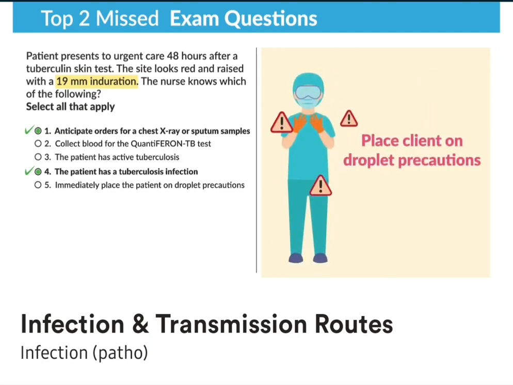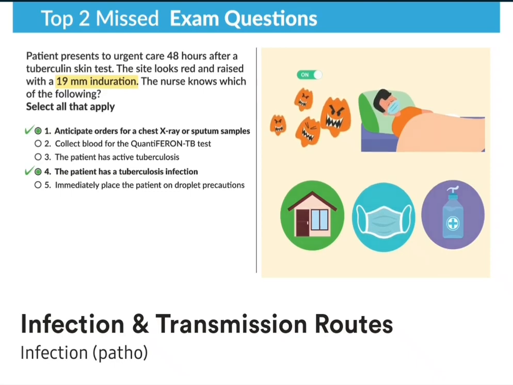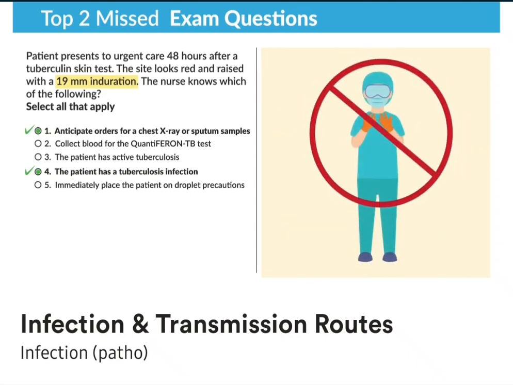Now, option number 5, immediately place the patient on droplet precaution. No, we place the patient on airborne precaution, and it's only done for active TB patients, and the patient's not really confirmed for active form yet. But this option is wrong because, again, TB is airborne precautions and not droplet.